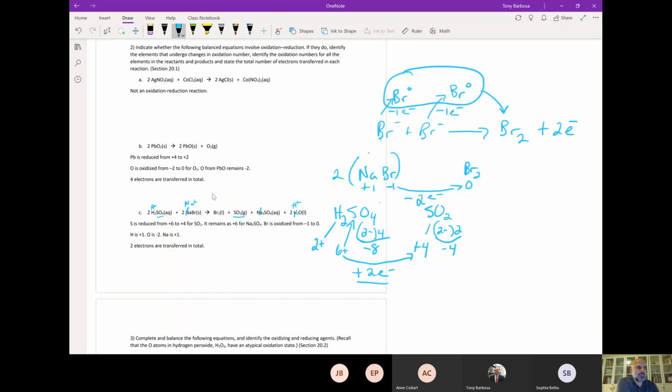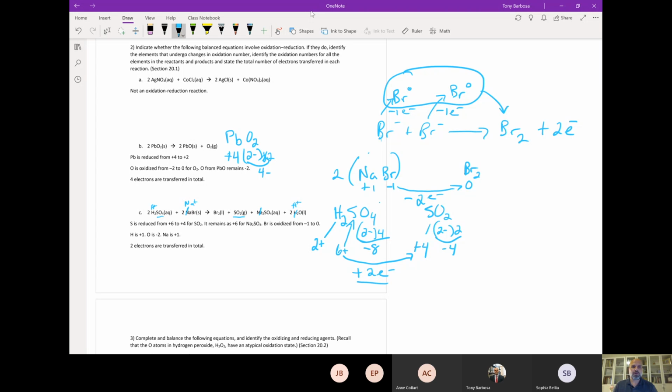To answer your question, Sophia, how does this compare with B? For B here, we have lead oxide, PbO2. So oxygen we always know is a 2-, right? We have 2 of them, times 2, so there's an overall 4- charge here. So this lead has to be a +4 beforehand.